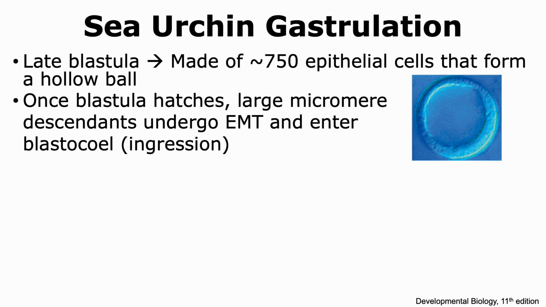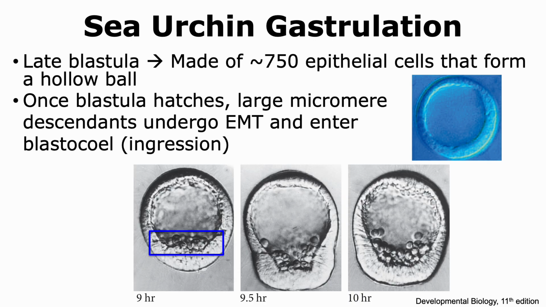Now once the blastula hatches from the fertilization envelope, the large micromere descendants undergo epithelial mesenchymal transition, which is abbreviated as EMT, and actually enter the blastocele. This kind of movement, just as a reminder, is ingression. That is what is basically being shown in the figure below.